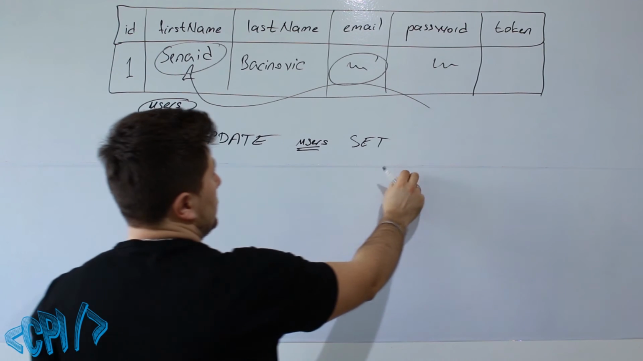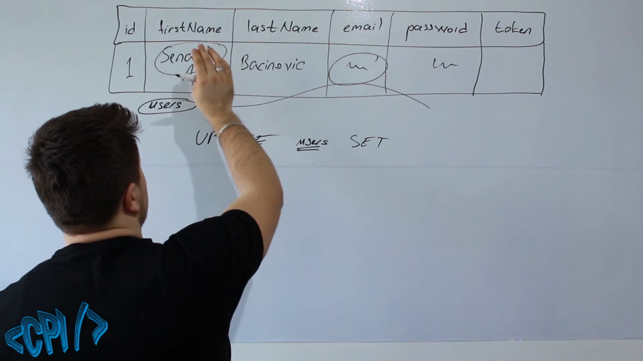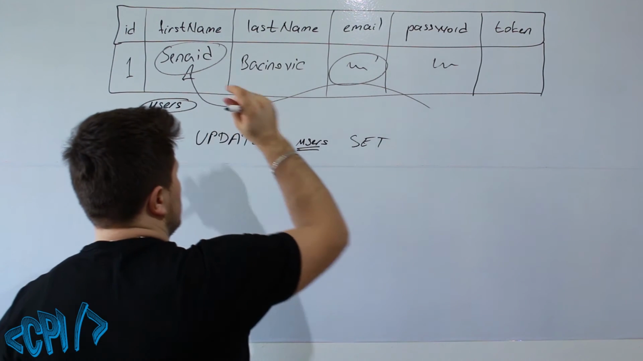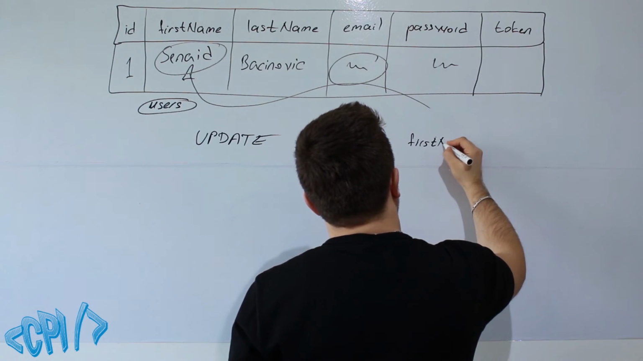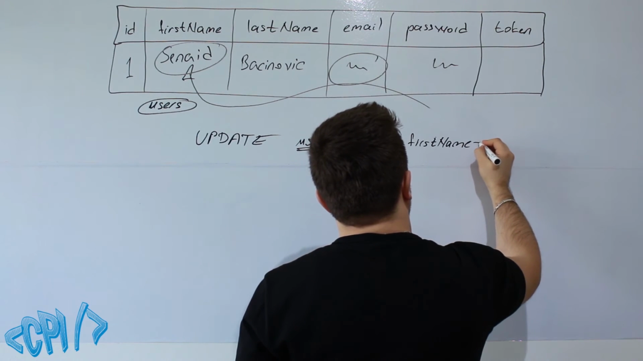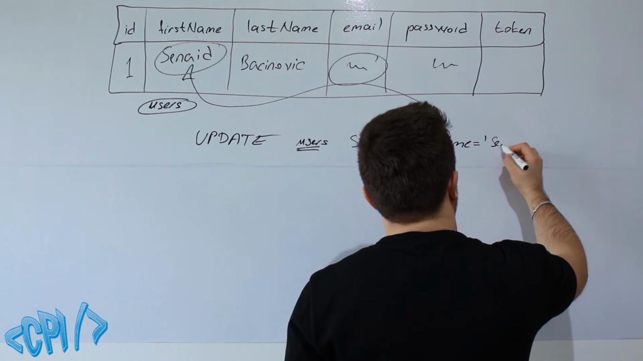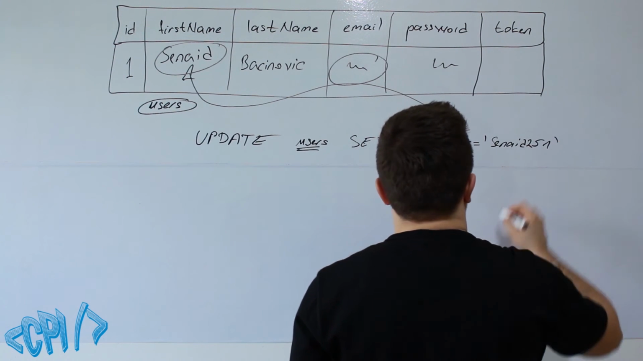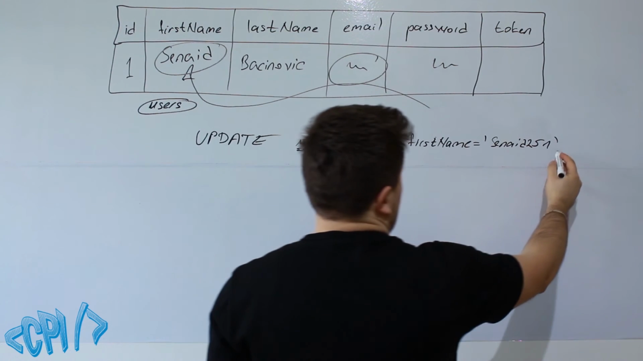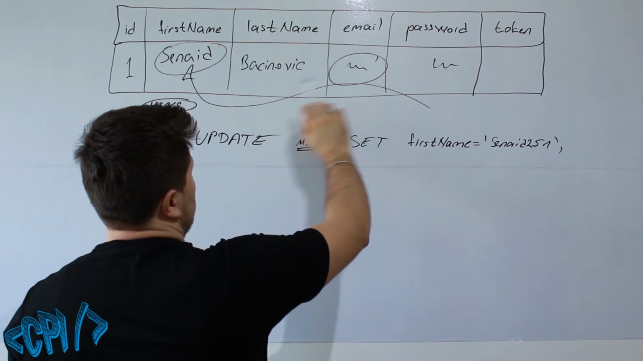And now we are going to write what we are going to change. For example, we are going to change first name. Okay. First name equal, let's say, CNAID 251. It doesn't matter really. Comma. I'll continue here. What else do we want to change?